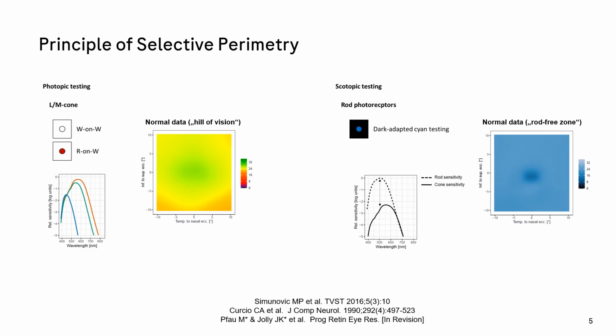For AMD, you can also perform scotopic testing, which allows you to isolate rod photoreceptors. The principle is that once you dark adapt the eye, the rods become more sensitive by about 2 log units than the cones, and the most sensitive wavelength for rods is in the range of about 500 nanometers. That's why you typically test in the dark adapted eye with cyan stimuli to isolate rod function. If you then look at the normal data, you see this typical profile with a scotoma in the center corresponding to the rod-free zone, and then increasing sensitivity as you go towards 10 degrees eccentricity.